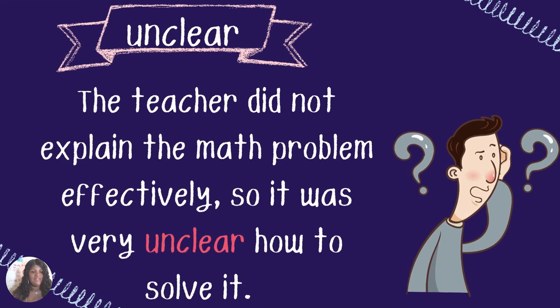Our sentence for unclear: the teacher did not explain the math problem effectively, so it was very unclear how to solve it. She didn't make the process easy to understand, and you just don't get how to solve the math problem. So it is very unclear.